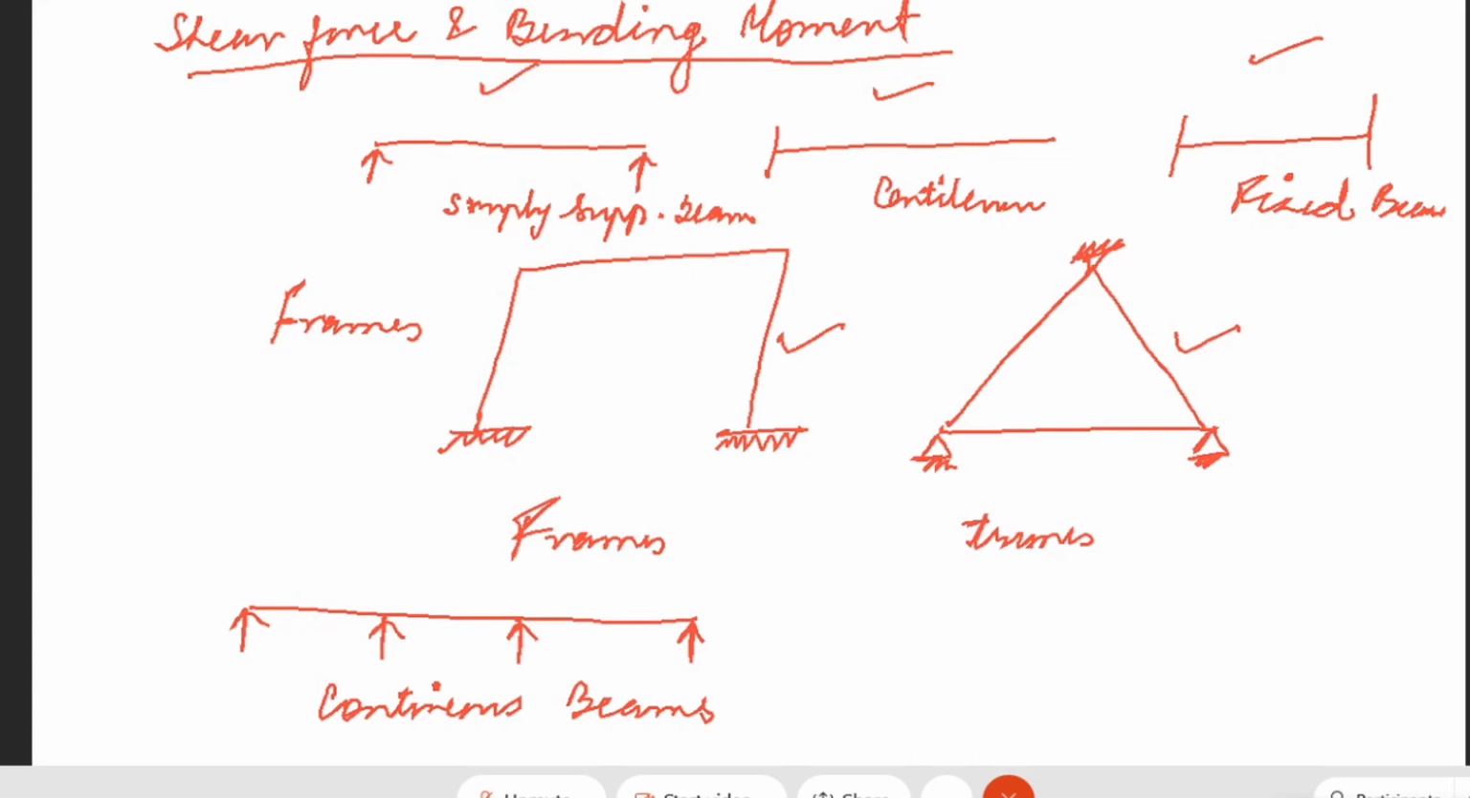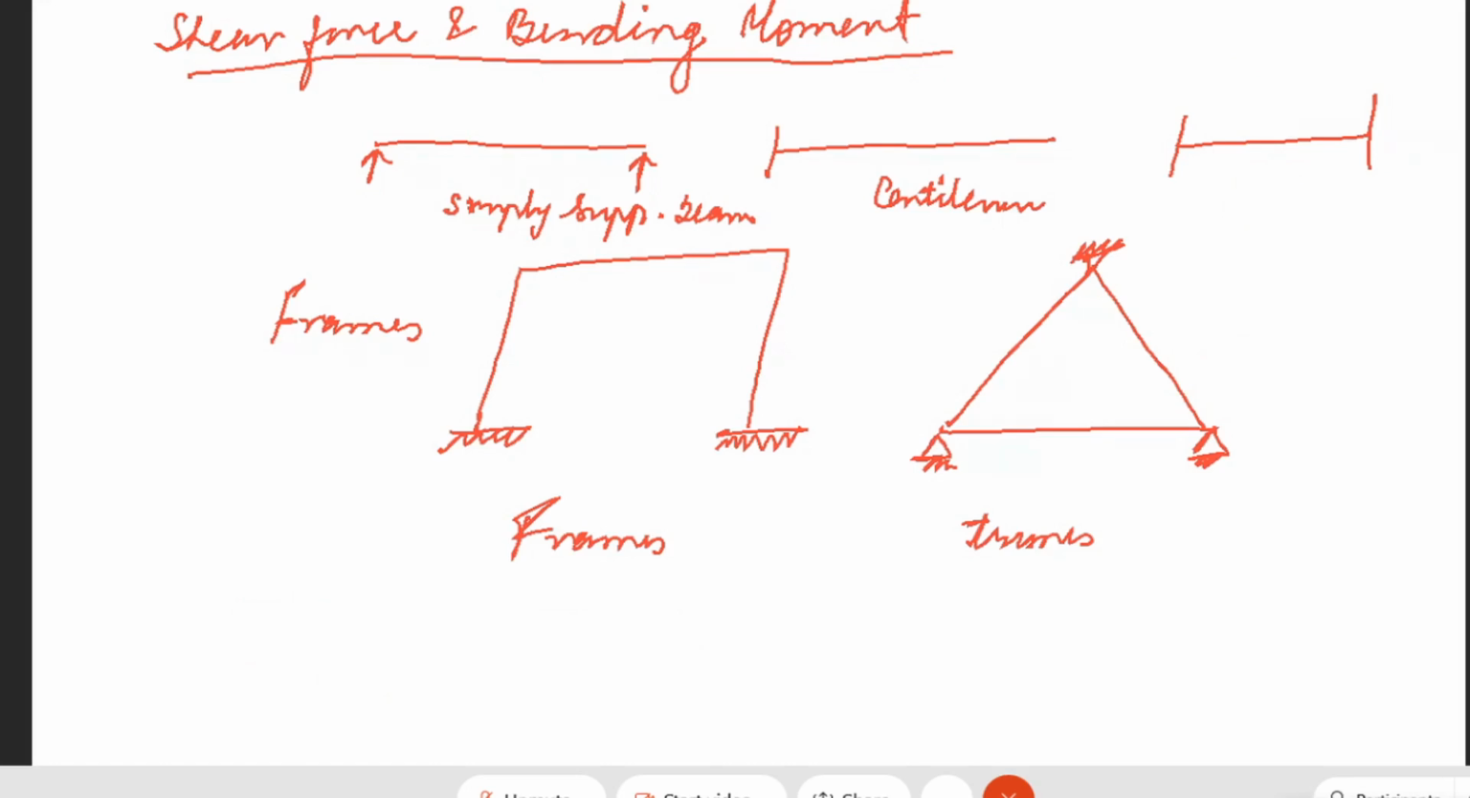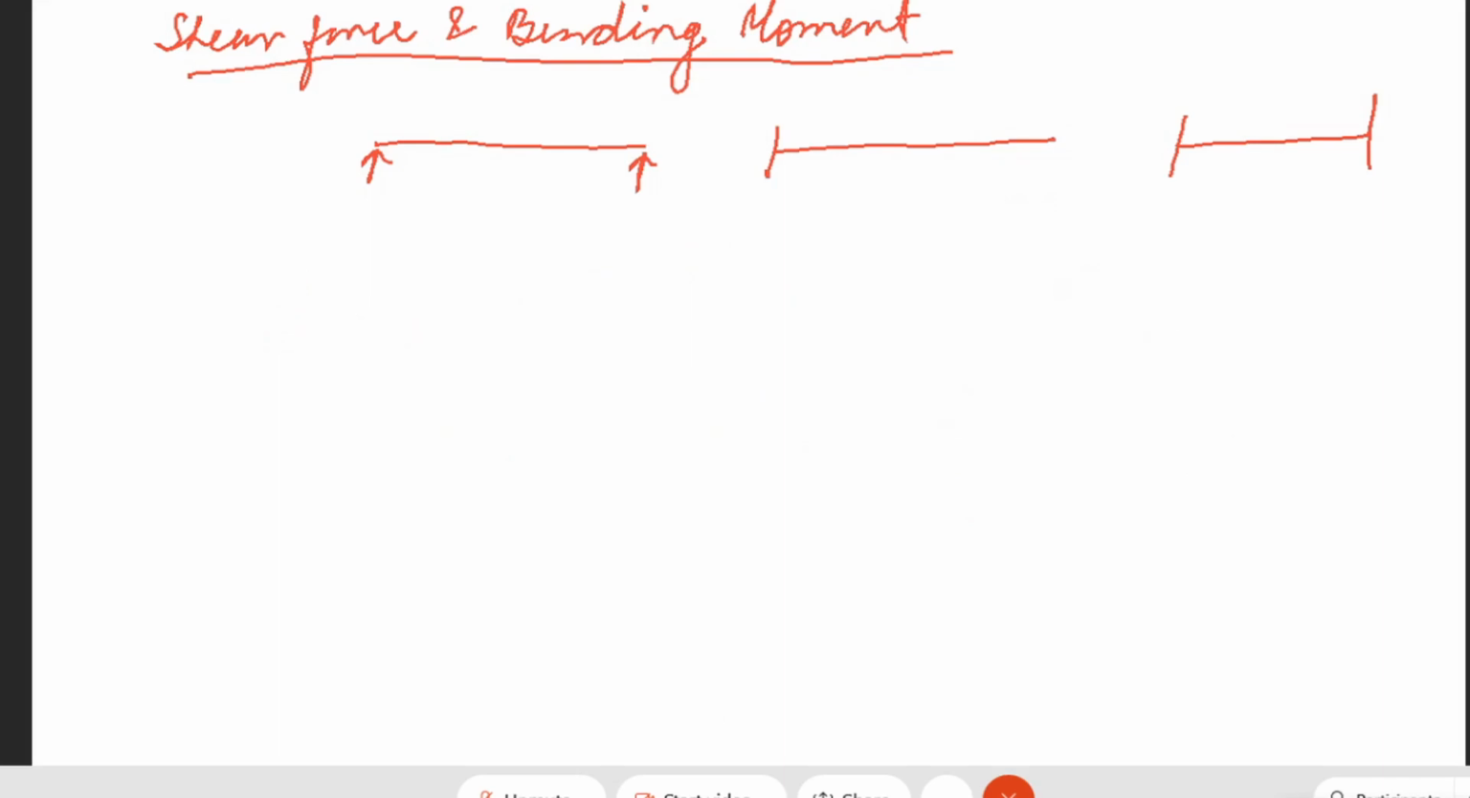But as of now, we will be discussing simple beams. Simple beams include only simply supported beams and cantilevers. In this chapter, we will be dealing only with two types of beams: one is the simply supported beam, SSB, and the other is the cantilever beam. And then we will have different types of loadings.